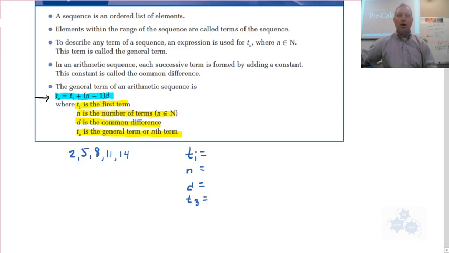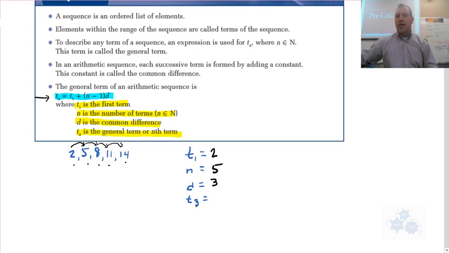So for example, T1 is the first term, and here T1 is 2. It's the first term that's listed. n is the number of terms in the sequence. So in this one, 1, 2, 3, 4, 5, we have 5 terms. The d now is the difference between the terms. And when we have a special sequence called an arithmetic sequence, the difference between each term is exactly the same. And here we see that d is positive 3 because the numbers increase by 3 each time.